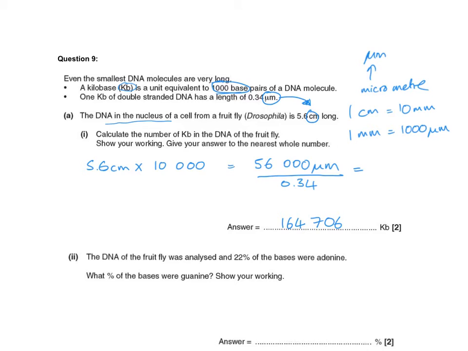If you got this conversion incorrect, don't worry too much because, like I say, we go over it in another topic. But if you had some form of 5,600 or 5.6 divided by 0.34, and you've shown your working, you could still pick up a mark there.